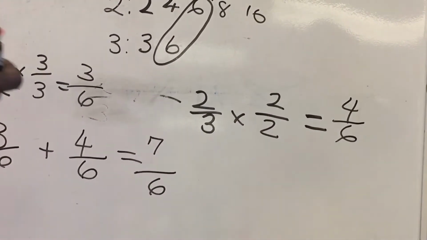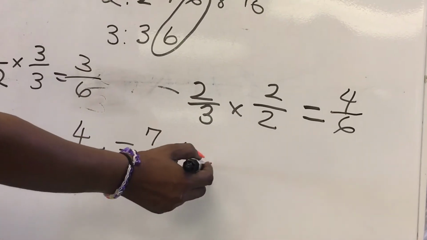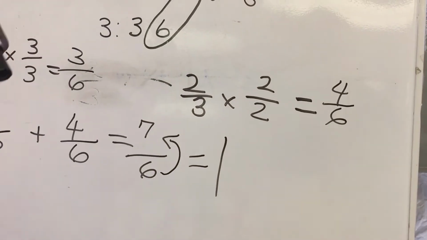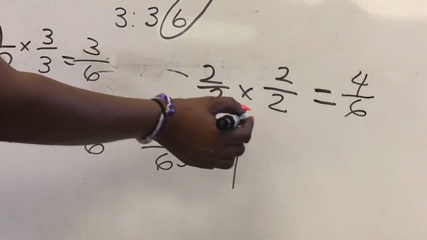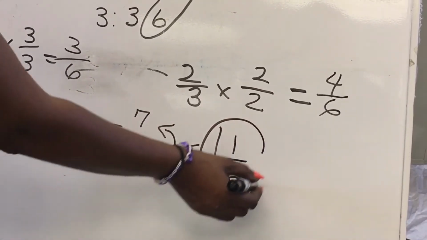How you do that is say, how many times does 6 go into 7? It goes 1 big whole one. What is left over to get to 7 is a 1. And then you keep the common denominator, and that is your final answer.